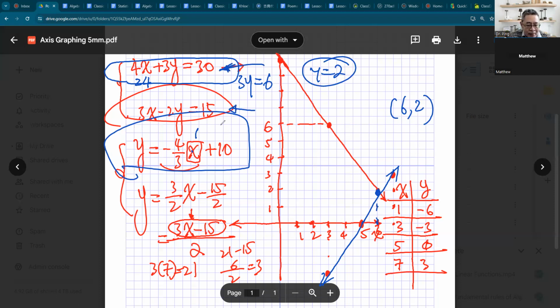We just want to check here. 3 times 6 is 18. We got 18, y is 2, so 18 minus 4, that's 14. So not exact. We're kind of off a little bit, but that's because I'm hand drawing it. If you use graph paper and also a ruler, you should get a more accurate result.